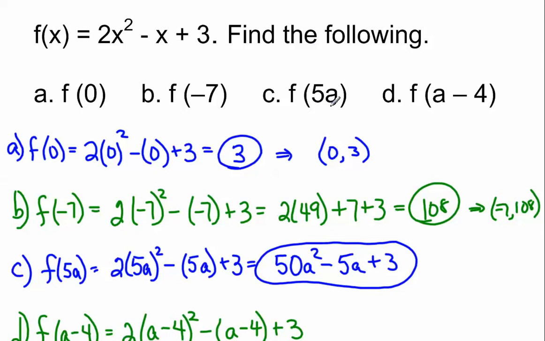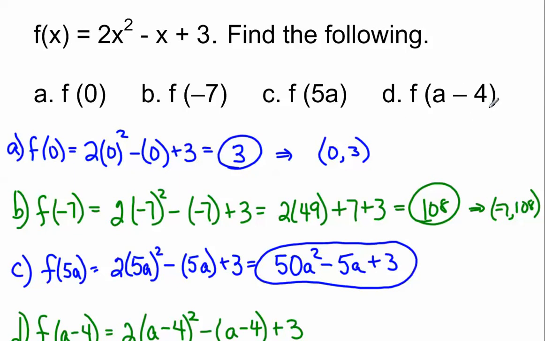So f of 5a, what does that mean? It means I take this whole expression and I erase these x's and put 5a there instead. So it looks like this down here. How do I do 5a squared? That means 5a times 5a, which would be 25a squared. Multiplied by 2, that's where the 50a squared comes from. And then there's really nothing more to do with this one. I can't simplify it further. It's really kind of silly to write an ordered pair on one like this.